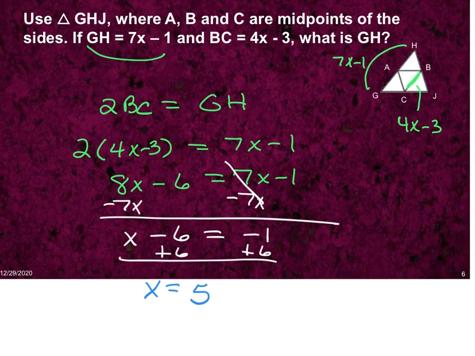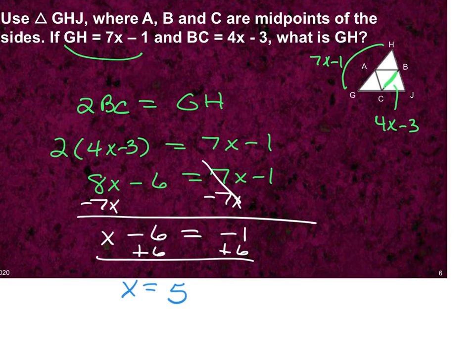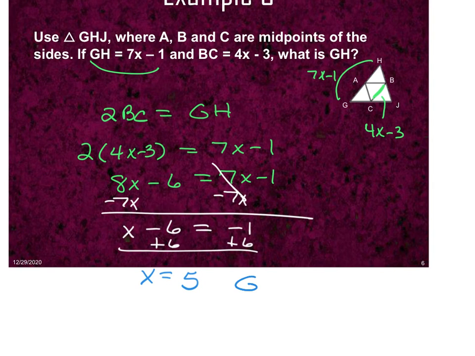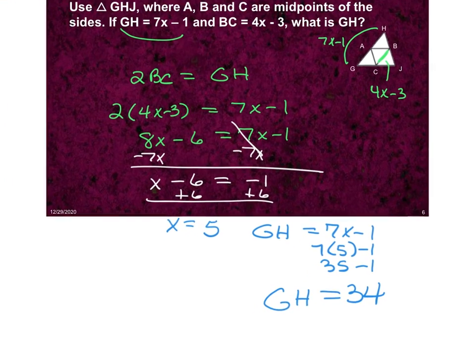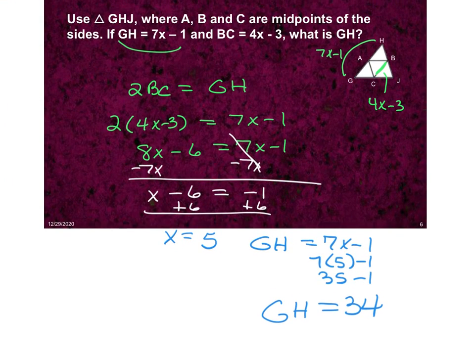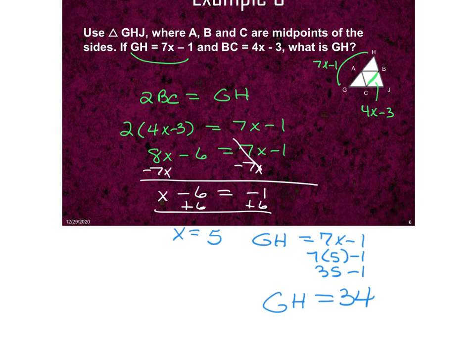Now it didn't ask for x. It wanted me to find the length of GH. And remember, GH equals 7x minus 1. So 7 times 5 is 35. Minus 1, GH equals 34. If they would have asked for BC, I would have plugged it into the 4x minus 3.